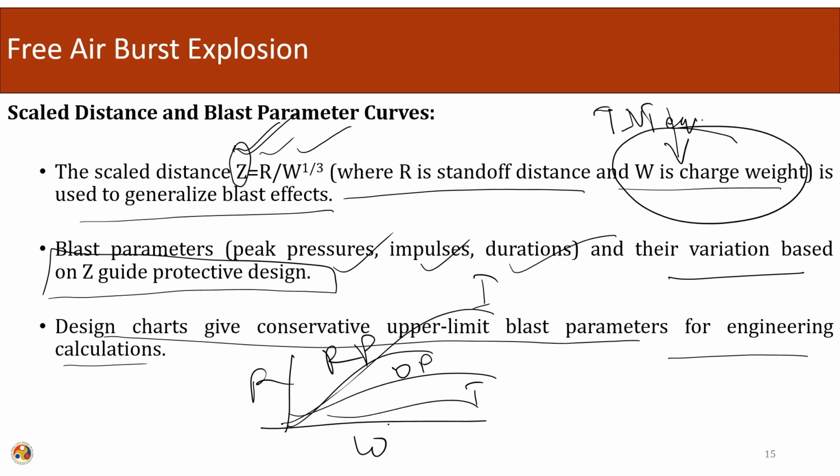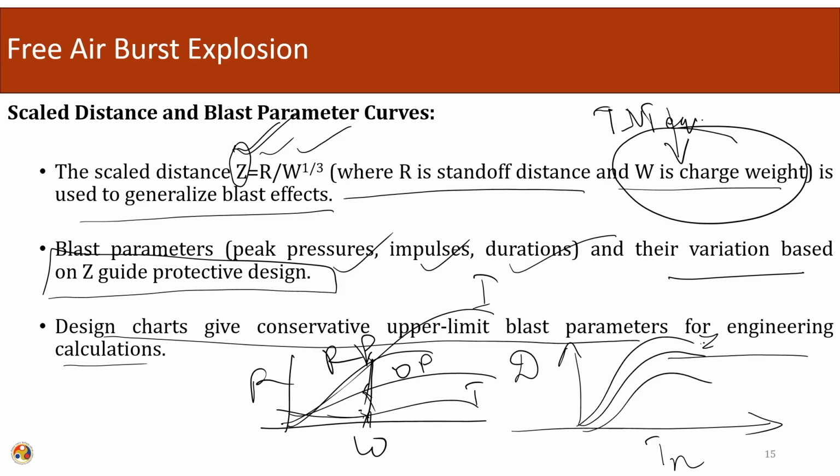If we just know the weight of the charge and the standoff distance, we can calculate all these parameters. Similarly, we can develop charts such that if we know the signature of the structure, we can calculate the displacement depending upon the different Z values. So, if we have the signature of the structure and the signature of the blast associated with that, we can calculate the displacements, the stresses, and the other associated parameters. This type of development we will continue in this lecture.